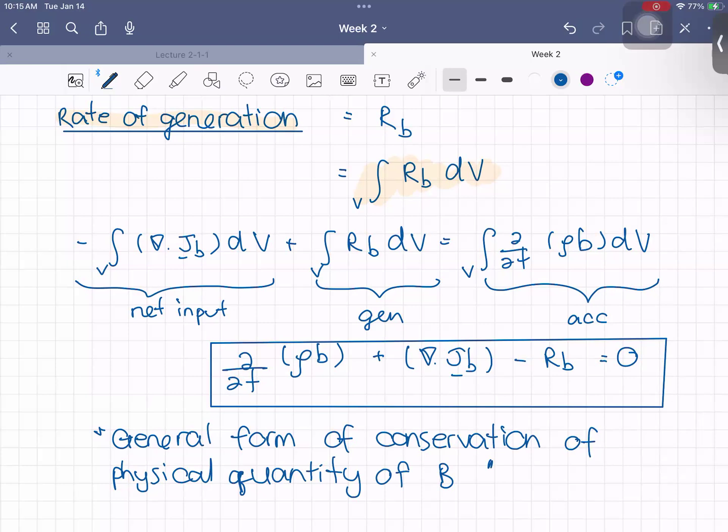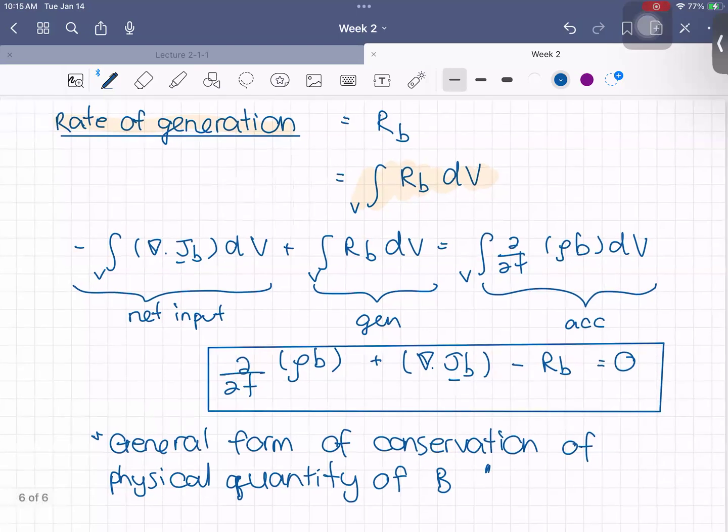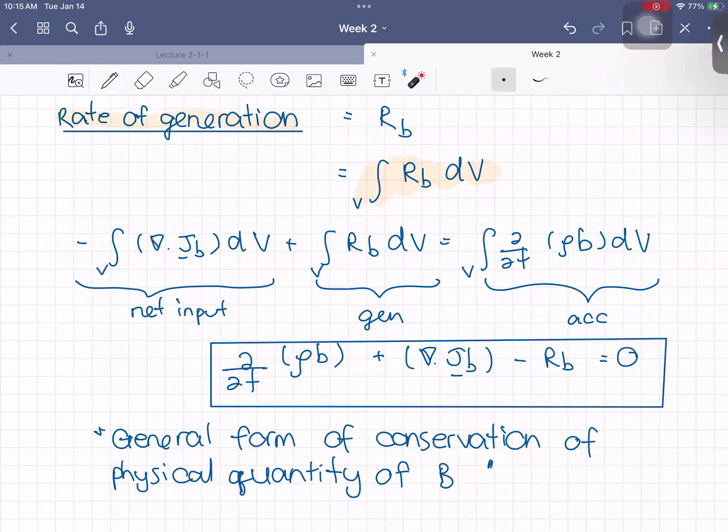So we'll take a break, and after the break, we're going to apply this general form of conservation equation that we just derived right here for mass transport. Like I said, the capital B here represents mass, momentum, or energy. So this equation is just like a universal equation for mass, momentum, and energy transport. We don't have to do shell balance anymore. We're just going to use this one and only conservation equation that we just derived. That will be for my part.